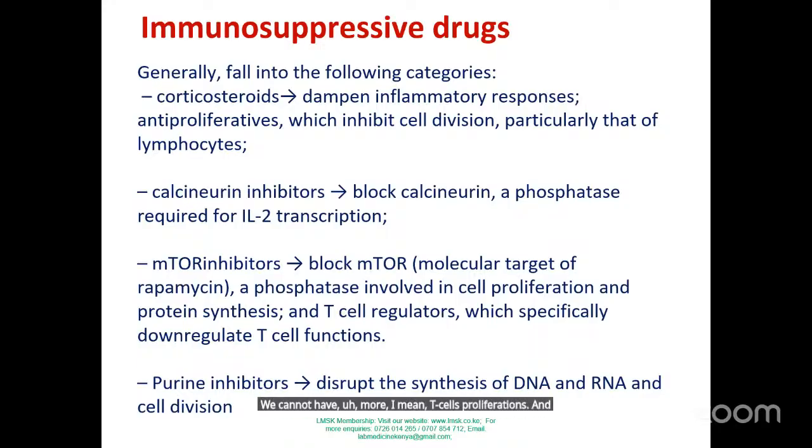And then we also have purine inhibitors. This group plays a role in cell production, especially the lymphocyte cell line, so they disrupt the synthesis of DNA and RNA. An example is azathioprine, a drug that can also be used to achieve that.